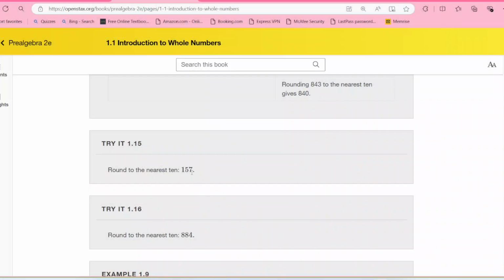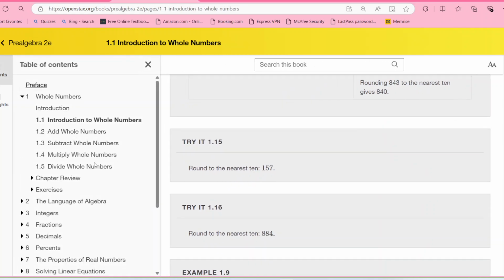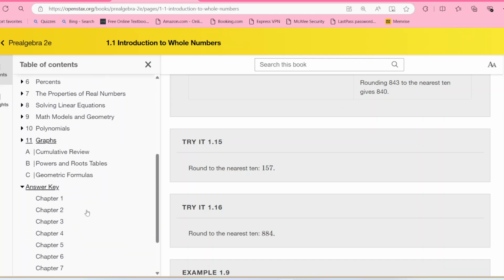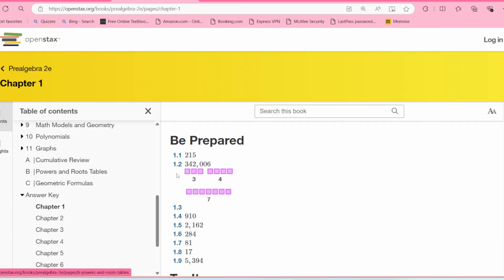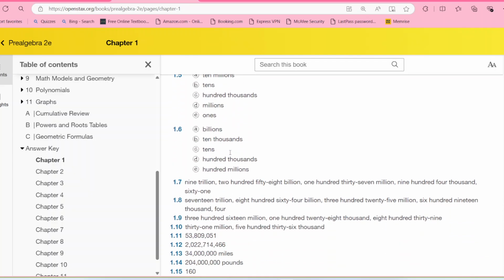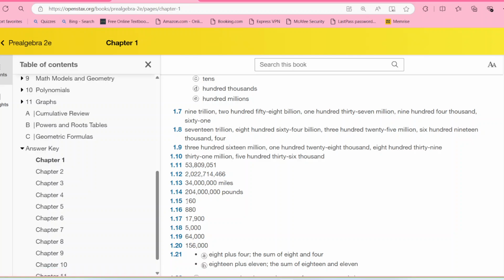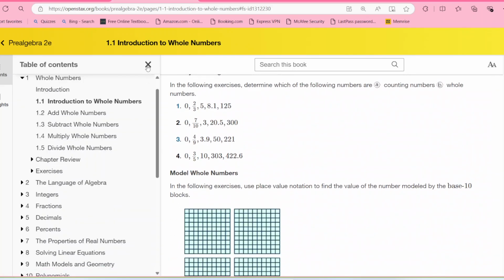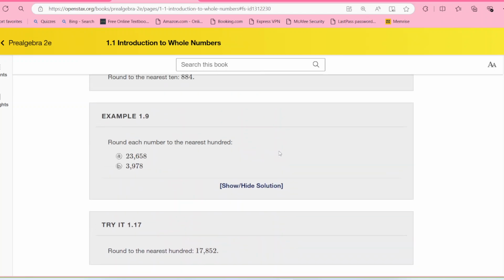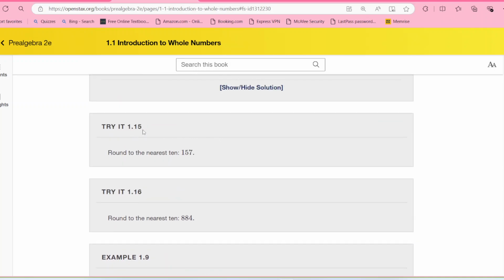Okay, now you can't see the answer in the reading, but you can go to the table of contents. You've seen me do this in previous videos, hopefully. There is an answer key. We are in chapter 1. This isn't a be prepared problem. This is a try it problem, try it 1.15, and you see 160. Great. And then I click on the number there, and it takes me right back to the reading, but not to the problem. But it is still in the correct section at least. So I scroll back up. There's try it 1.15.